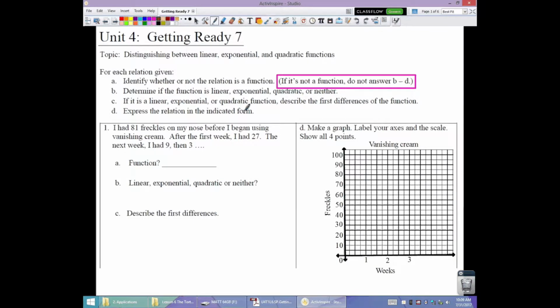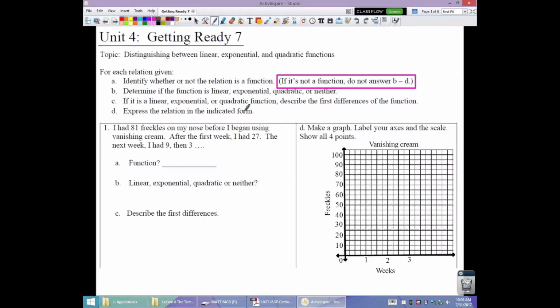Okay, getting ready 7. Again, we're working with differentiating between linear, exponential, and quadratic functions. So there's 4 parts to each question. The first part is to tell whether or not the relation is a function at all. If it's not, you don't do anything else. You just quit after part A.